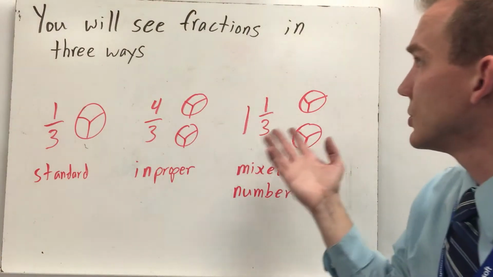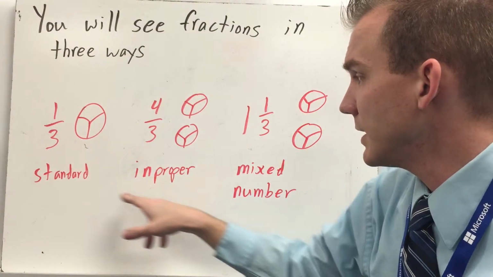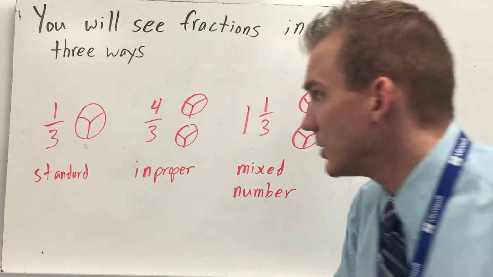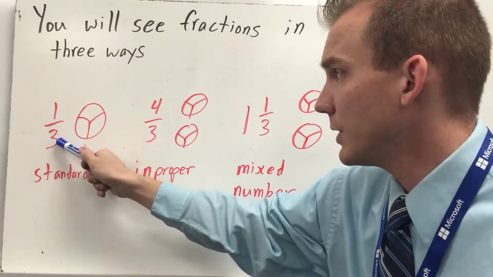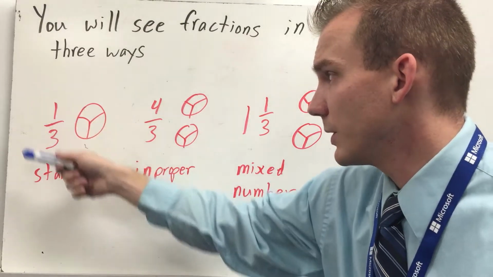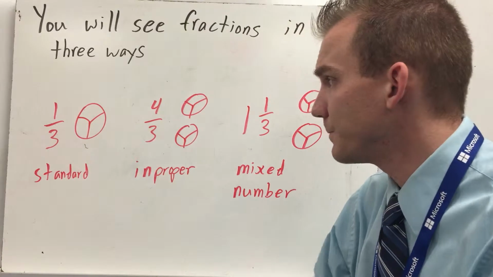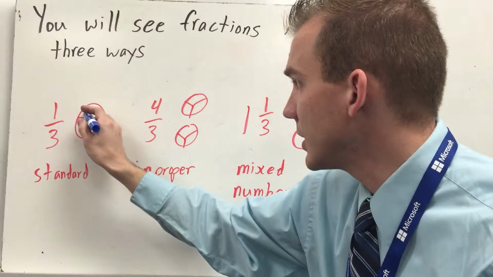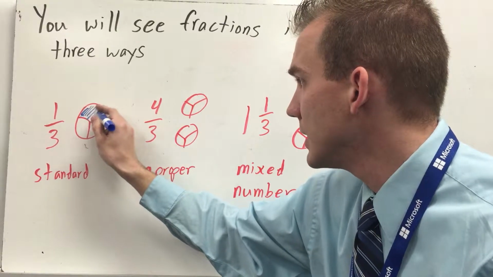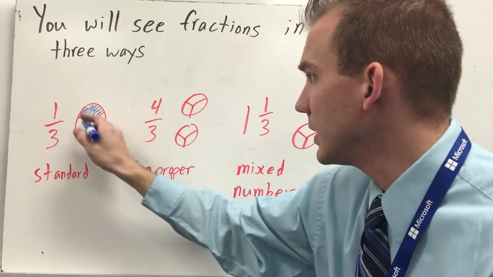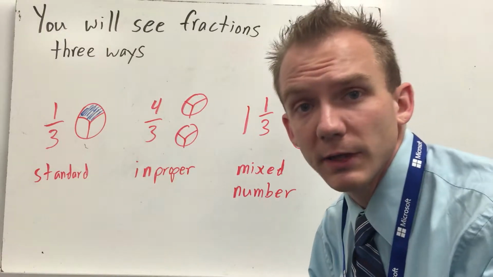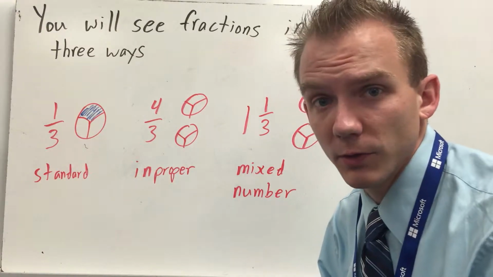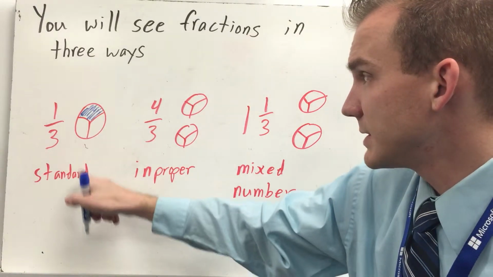Now, you're going to see fractions in 3 ways. You might see it in standard, improper, or mixed number form. Standard form is where you have a numerator over a denominator. This is the way you'll see it most of the time, and it's usually when you have less than a whole. So for 1/3, I would shade in one of these 3 parts. In a fraction, the parts are supposed to be equal. I drew these by hand, so they're not perfectly equal, but your parts of the whole must be equal parts in order for it to be a fraction. This would be standard, 1/3.